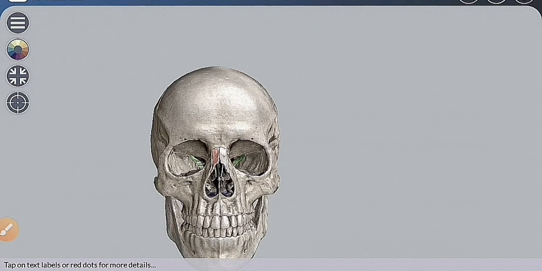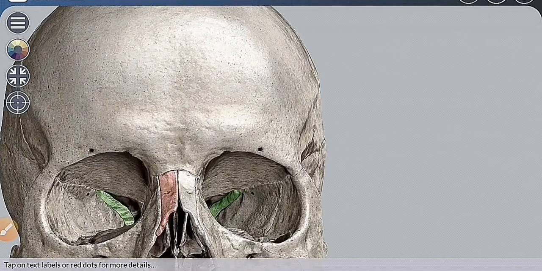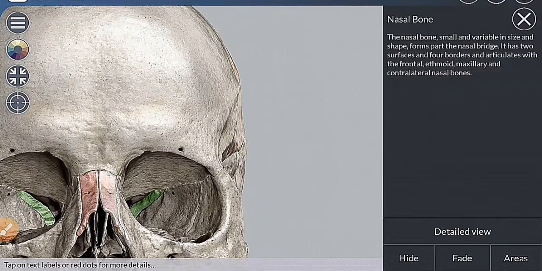So the next bone we have here is the nasal bone. These are the nasal bones. It is two in number, and these are small bones, and it is the most commonly fractured bone of the skull.